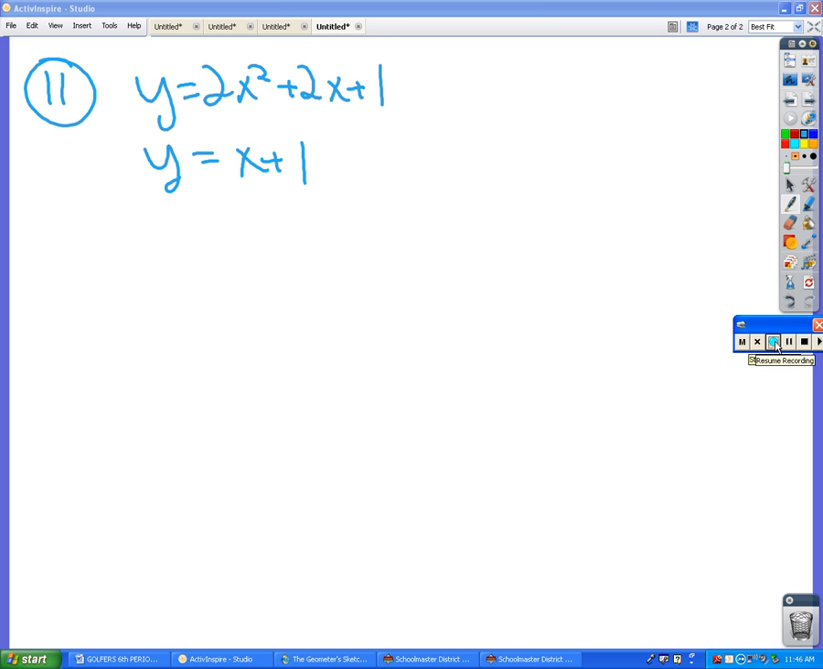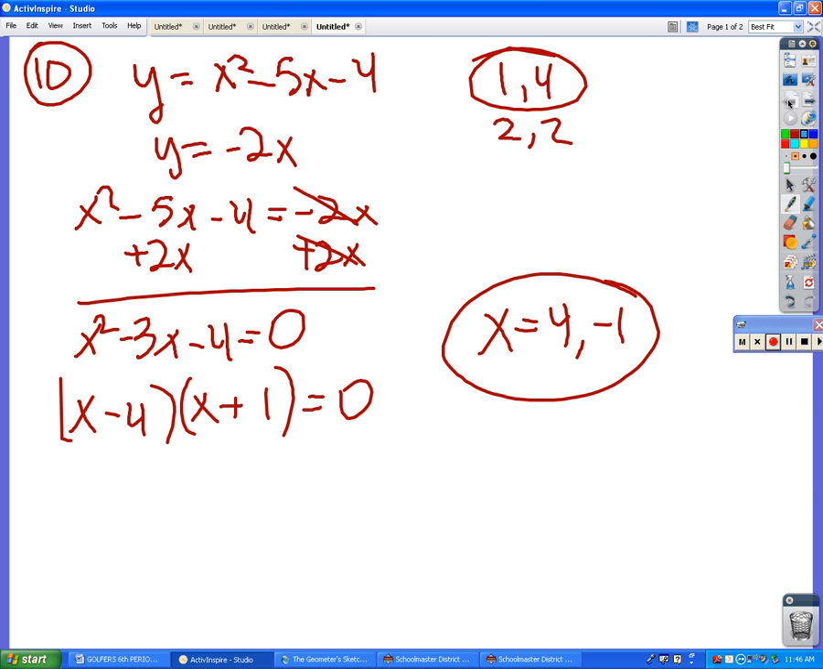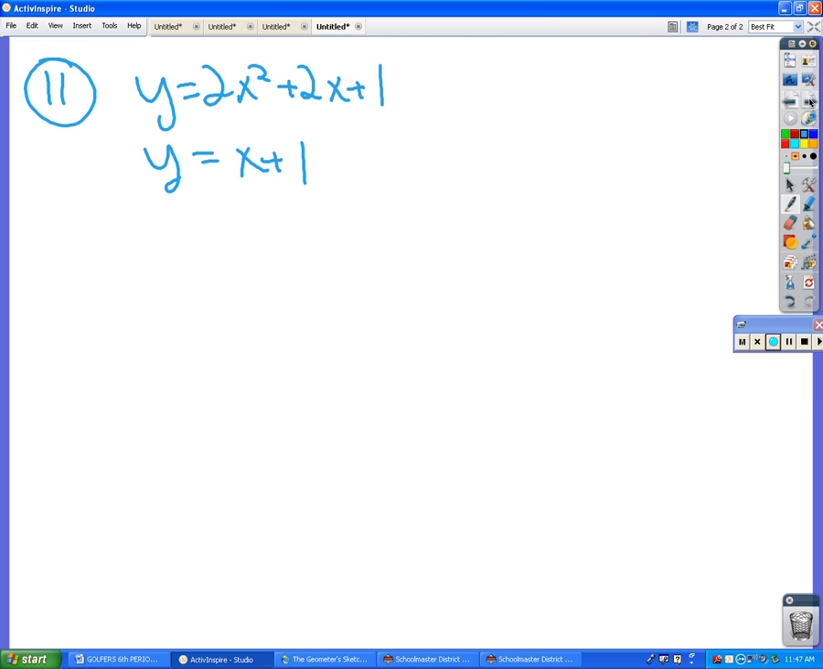Okay, number 11. What? Oh, we forgot to figure out y. Thanks. Okay, so on number 10, you're right, we got x is 4. So if I take x equals 4 and plug it in there, I get negative 8. So that means one answer is 4 and negative 8. And then if I take negative 1 and plug it into here, negative 2 times negative 1 is 2. So negative 1, 2 is the other answer. Okay? So yeah, you've got to figure out both.